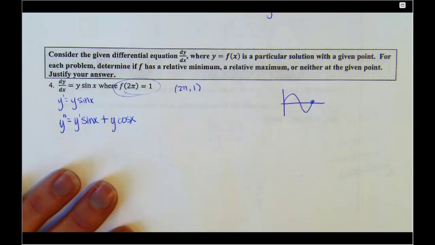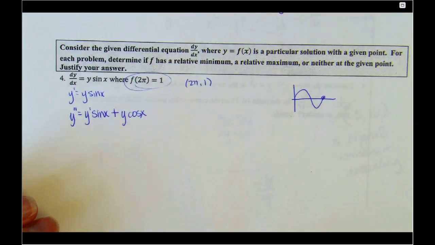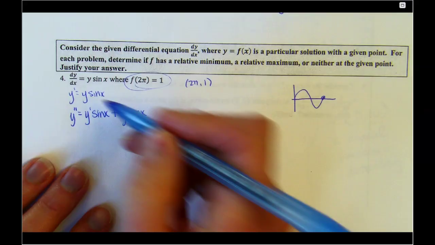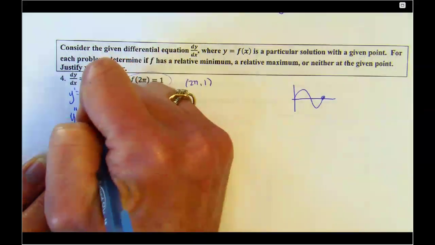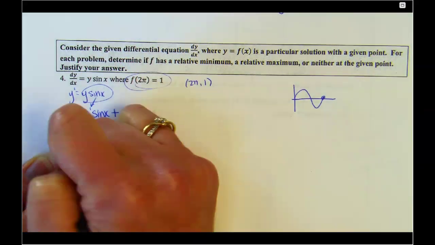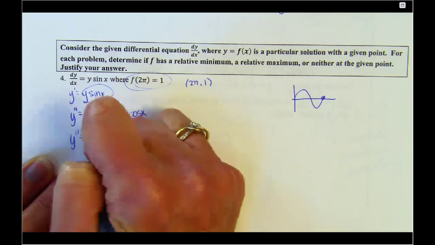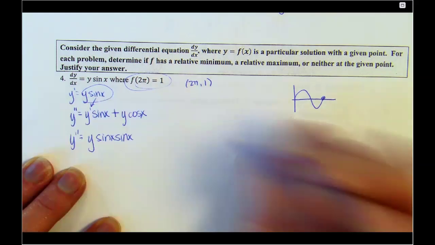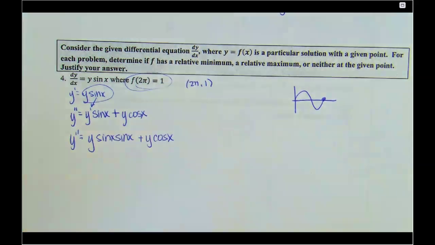But here's something that is important that we talked about first semester. You cannot have a y prime in your second derivative, so you got to replace this. So y double prime is equal to y sine x, which you can write as sine squared, but it doesn't matter because we're going to plug in numbers anyway.